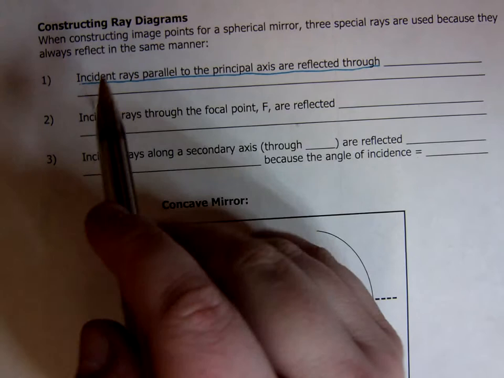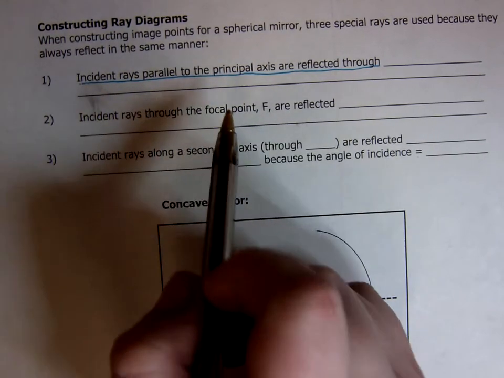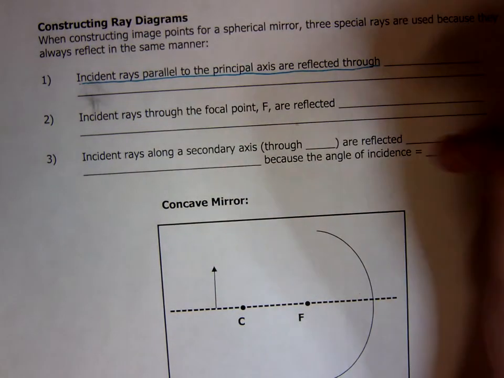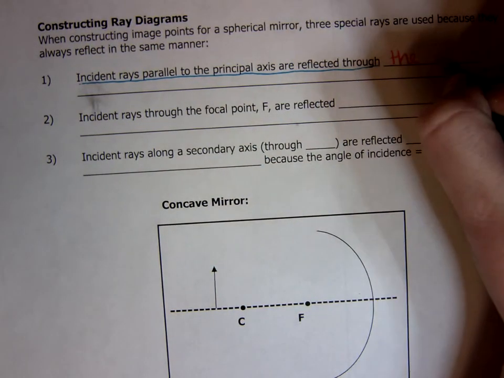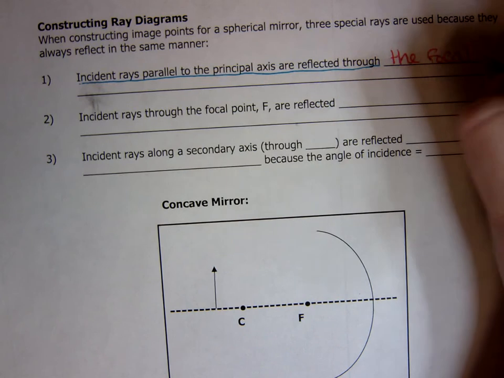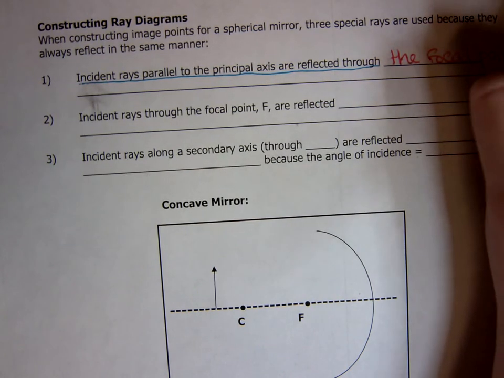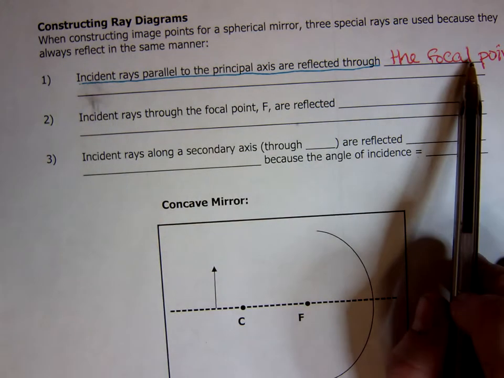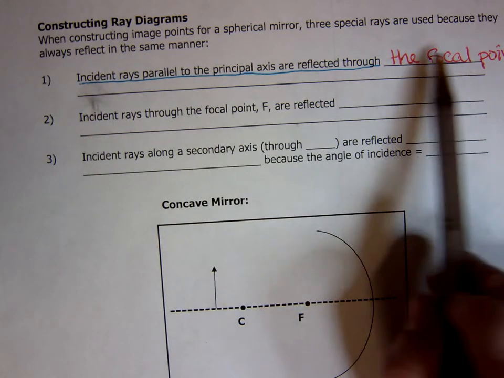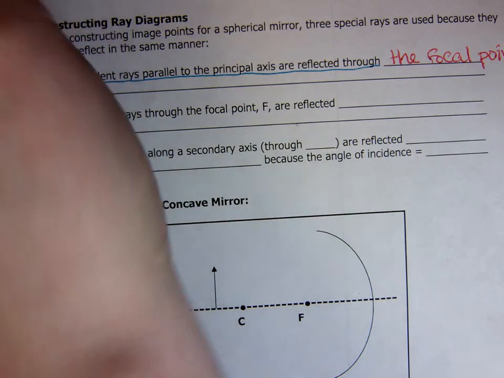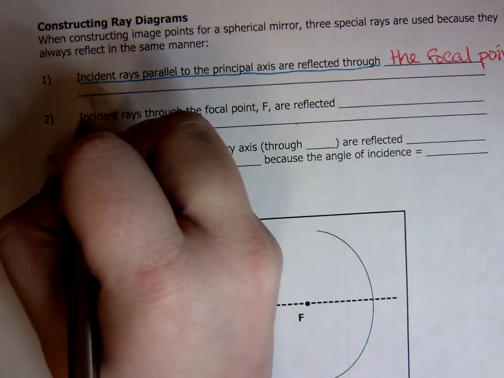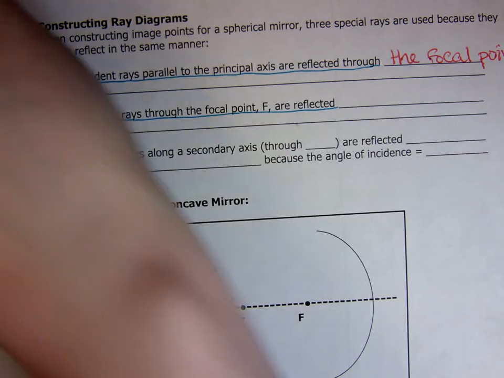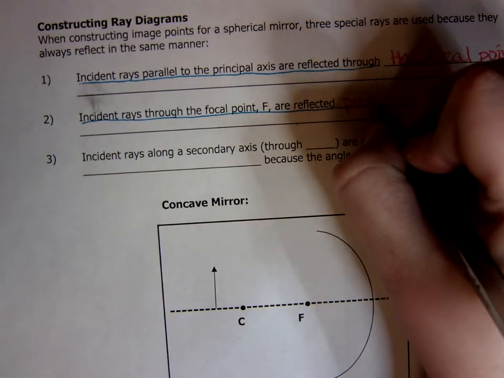So the first rule tells us that we draw our first incident ray parallel to the principal axis, and it is reflected through the focal point. So again, the blue half of the rule tells us about the incident ray, the red half of the rule tells us about the reflected ray. Rule 2 is basically the opposite of Rule 1. The incident ray is drawn through the focal point, and then it is reflected back parallel to the principal axis.